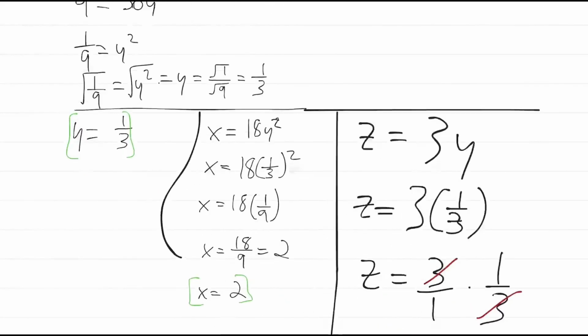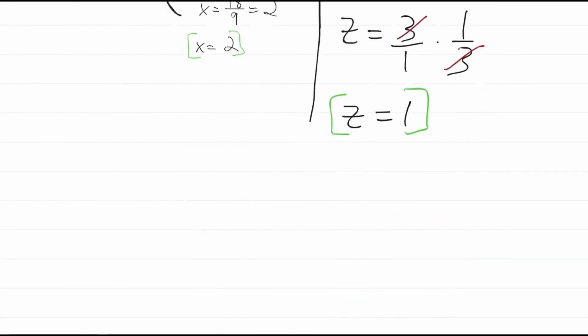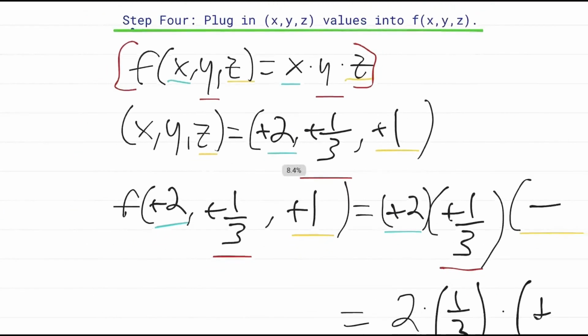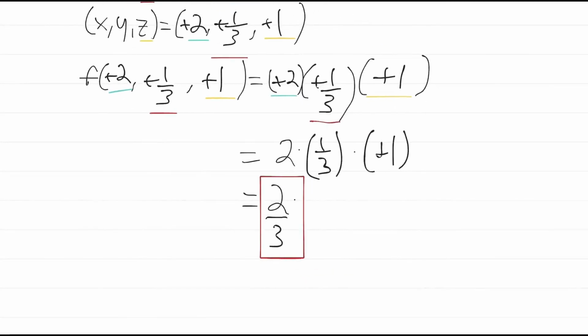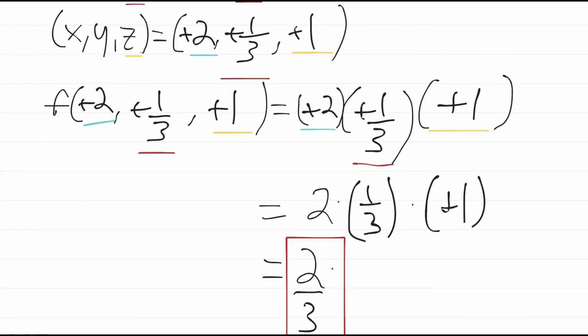Then we used the equations that we came up with for y. We got x was positive 2. We got z was positive 1. Then from there, we simply plugged them into our multivariable function, x times y times z. In doing so, we performed the arithmetic and we got 2/3 as our final answer.